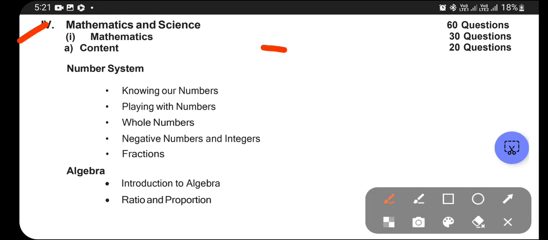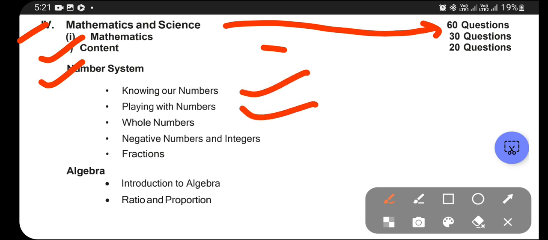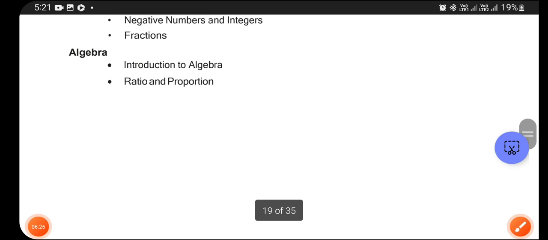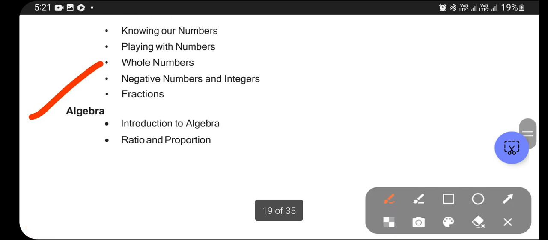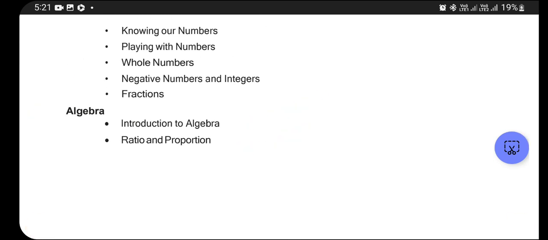Okay, those who want to become maths and science teachers have to answer 60 questions. So it will be divided into, in maths, what is the content: in number system, knowing the numbers, playing with numbers, whole numbers, negative numbers, integers and fractions. Okay, in algebra, what is going to be asked: introduction to algebra, ratio and proportion.